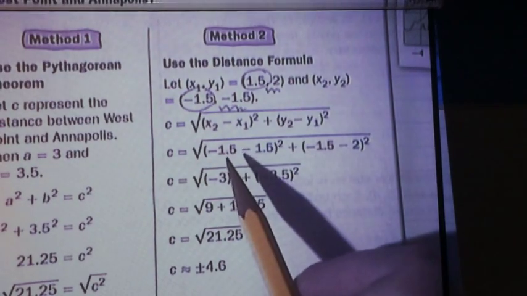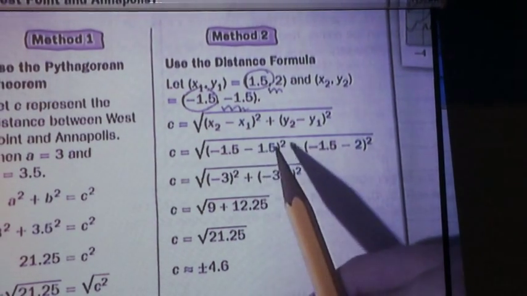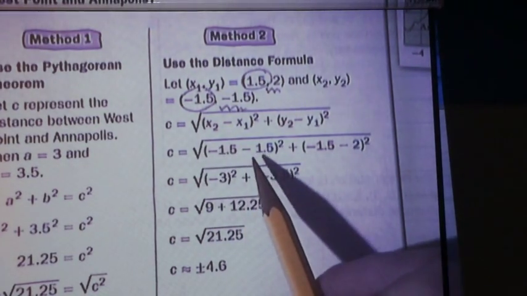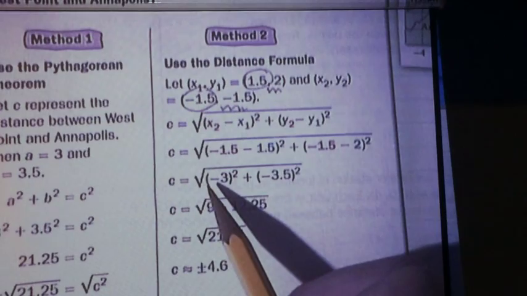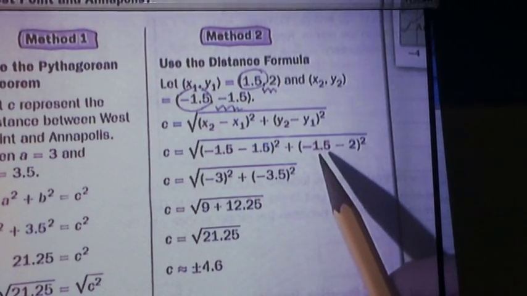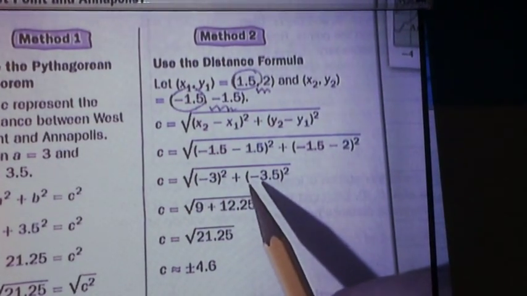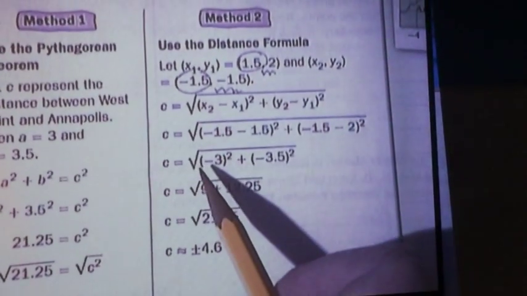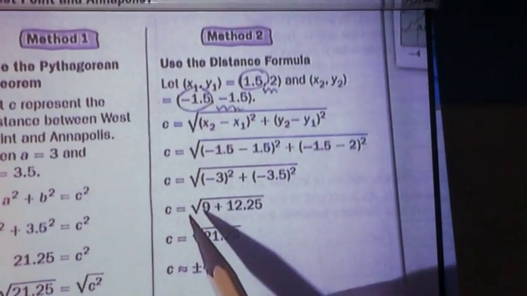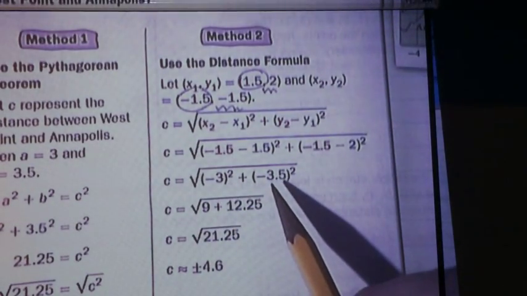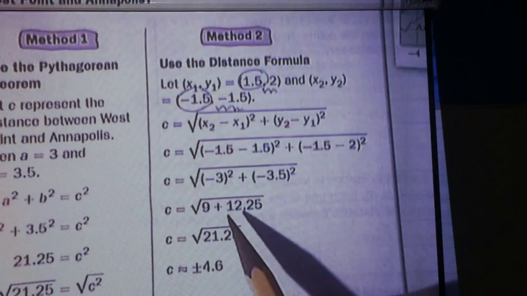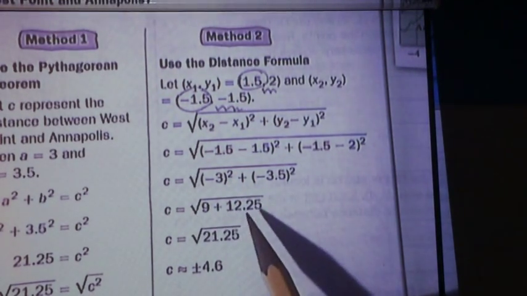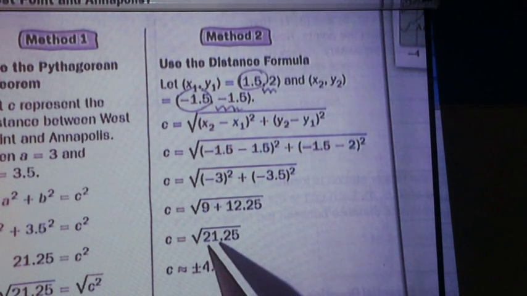Next, you're going to use your order of operations, and we're going to do our exponents before we add. -1.5 minus 1.5 is -3. -1.5 minus 2 is -3.5. Next, we'll square those values. -3 squared is 9. -3.5 squared is 12.25. Then we'll add the two together. 9 plus 12.25 is 21.25.